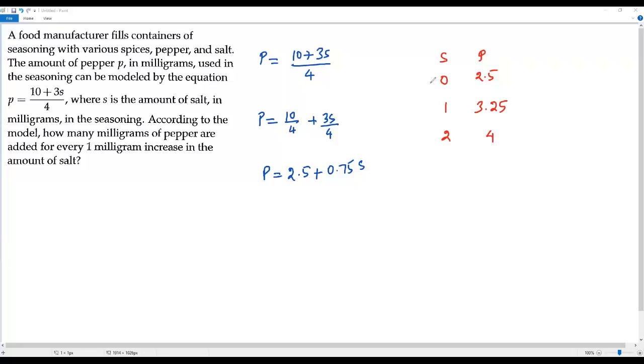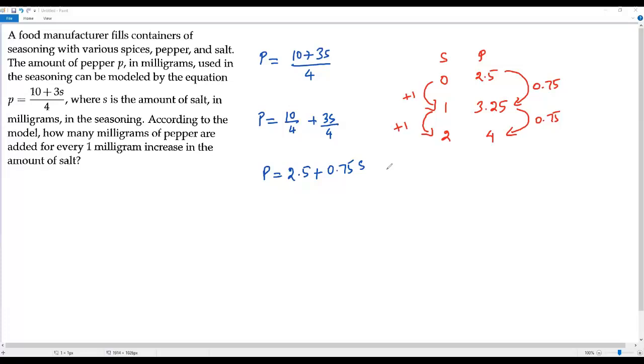When I increase the amount of salt from 0 to 1 milligram, what's happening in the amount of pepper? The amount of pepper is increased by 0.75 milligrams, because the difference between 2.5 and 3.25 is 0.75. And again, I increase the salt from 1 to 2 milligrams. That is, again, I increase by 1 milligram. So what's happening in the amount of pepper? Again, it increases by 0.75, because the difference between 3.25 and 4 is 0.75.